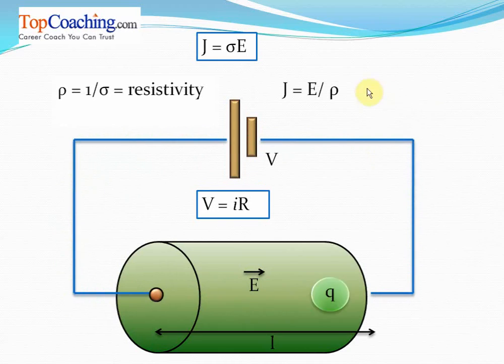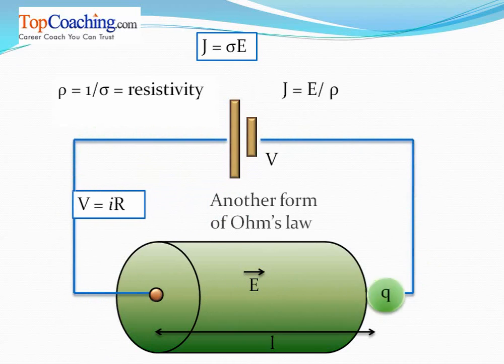This formula, V equal to IR, is the popular form of Ohm's law. This is the formula that we'll keep using again and again and again in our study of electric current. So this is another form of Ohm's law. The first form, of course, is J equal to sigma E, where sigma is the electrical conductivity.